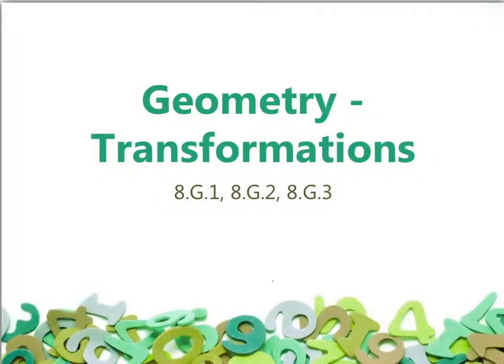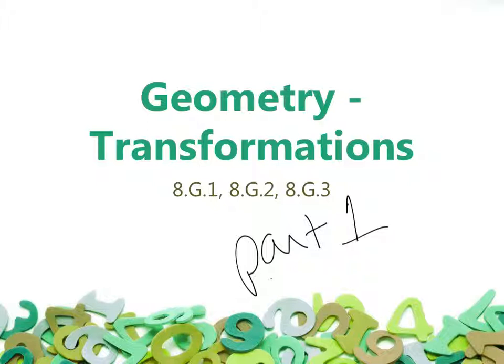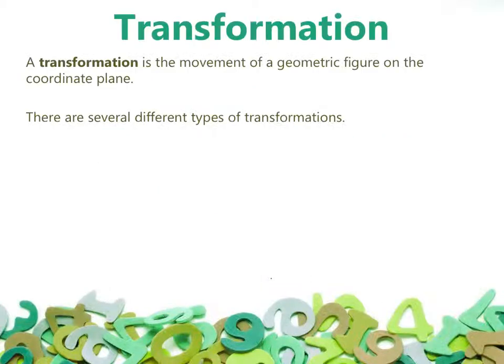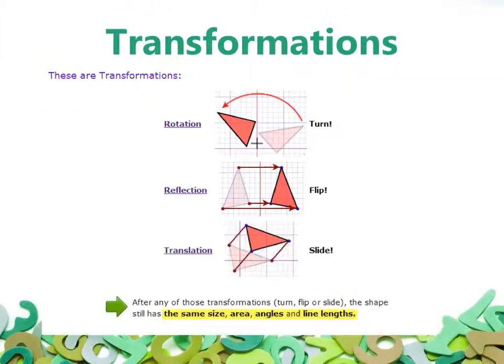Welcome to Geometry Transformations Part 1, covering Common Core Standards 8.G.1, 8.G.2, and 8.G.3. A transformation is a movement of a geometric figure, that means triangle, quadrilateral, etc., on the coordinate plane. There are several different types of transformations. We will talk about three of them: rotation, reflection, and translation.